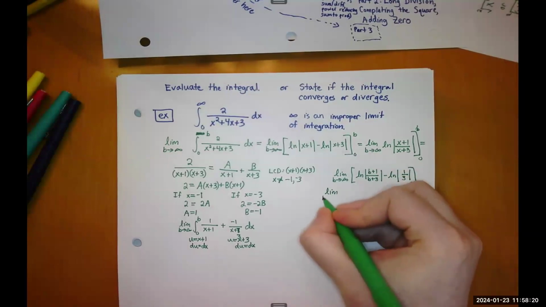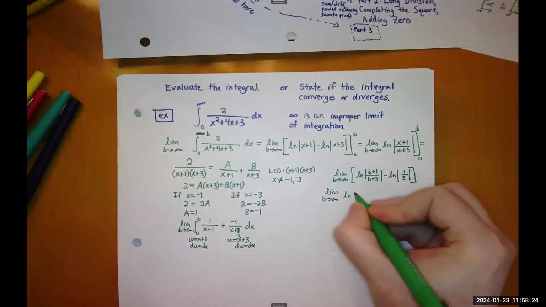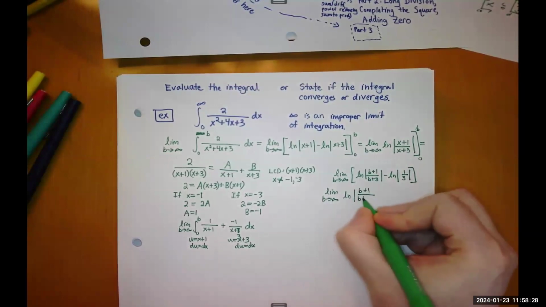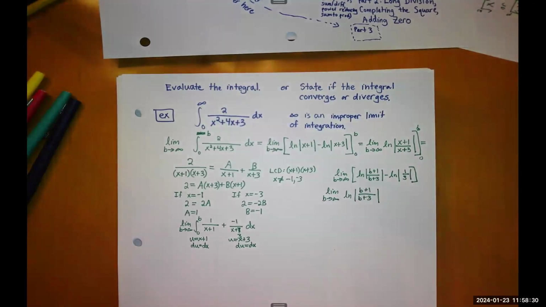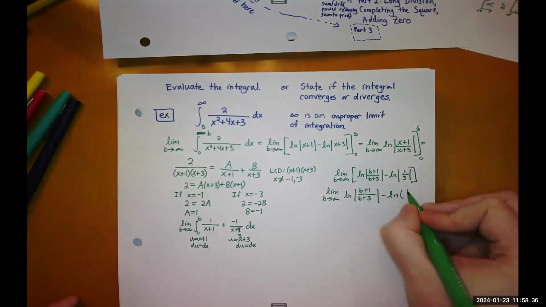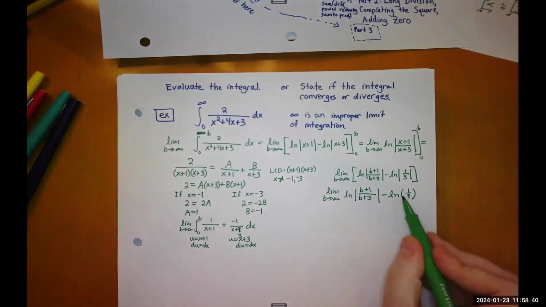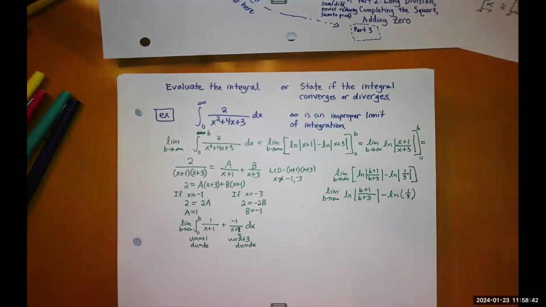So we have a limit to evaluate. B is approaching infinity for the natural log of the absolute value of b plus 1 divided by b plus 3. And to evaluate that, we are going to need to think about our log properties. So briefly, the absolute value of 1/3 is 1/3. So I'm just going to write it as the natural log of 1/3 from now on.